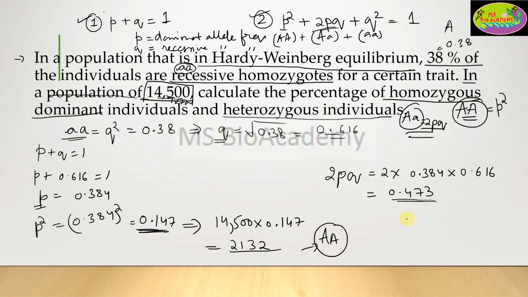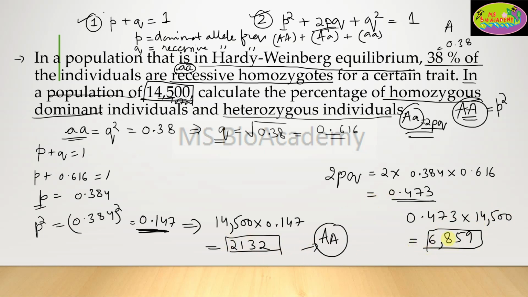And how many are with the heterozygous? Again here also you have to do the same, just multiply it with the total, that is 14,500. So here also you will get some 6,859 individuals. All right, so this is the final answer of your question.